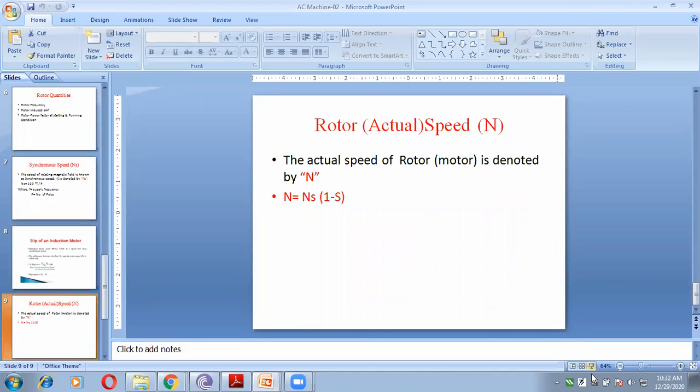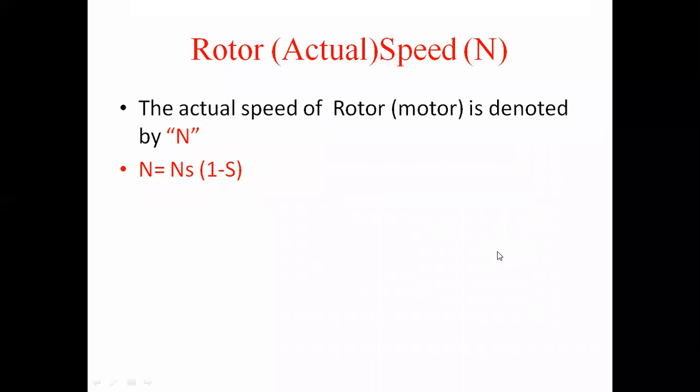Using the slip as well as the synchronous speed, we can calculate the actual speed, which we call the rotor speed of the induction motor. So n = ns × (1 - s). Okay, हा आपल्याला फॉर्म्युला माहिती आहे.